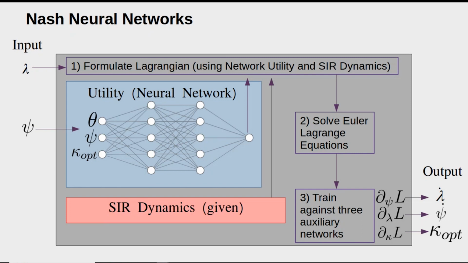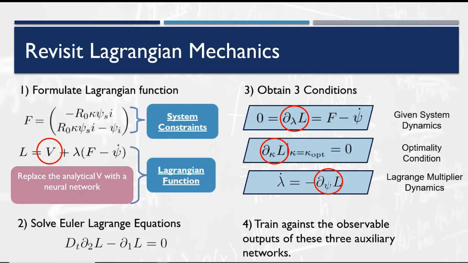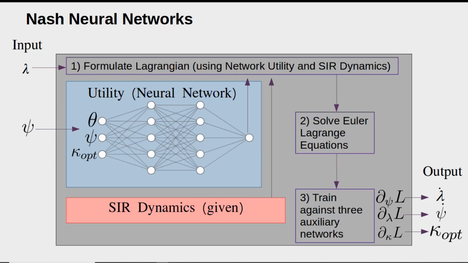With that and some given SIR or other system dynamics, we can formulate our Lagrangian function, solve for the Euler-Lagrange equation, and get these free conditions as before, except now they represent these free auxiliary neural networks with outputs that we're able to train against. Again, we're assuming we know lambda here, so if you know lambda, you know lambda dot as well. And then we have psi dot and the optimal control, which we assume is observable as well.